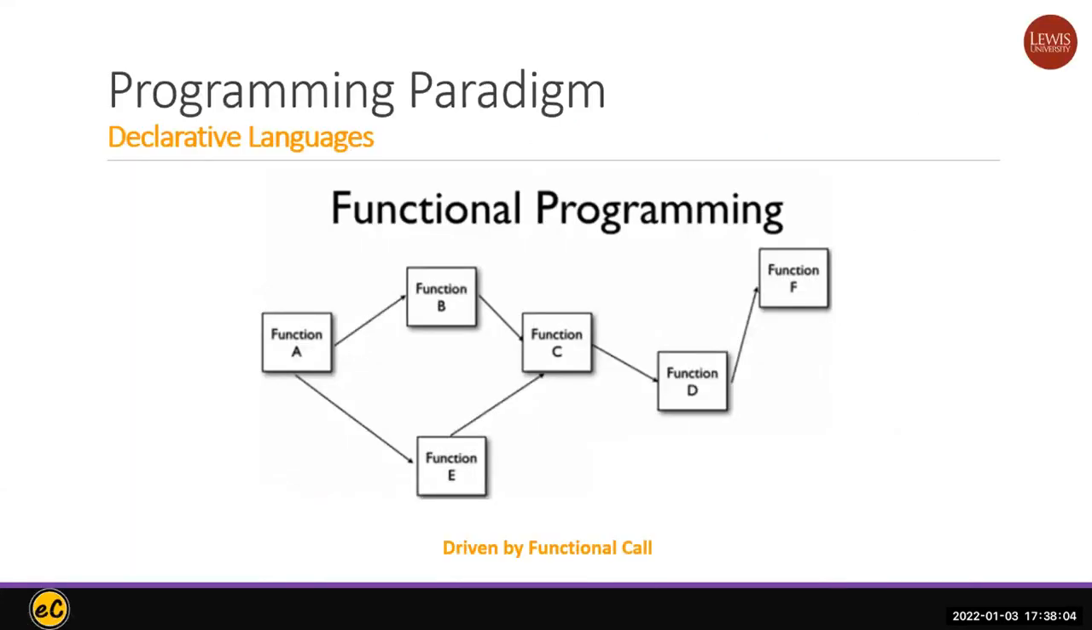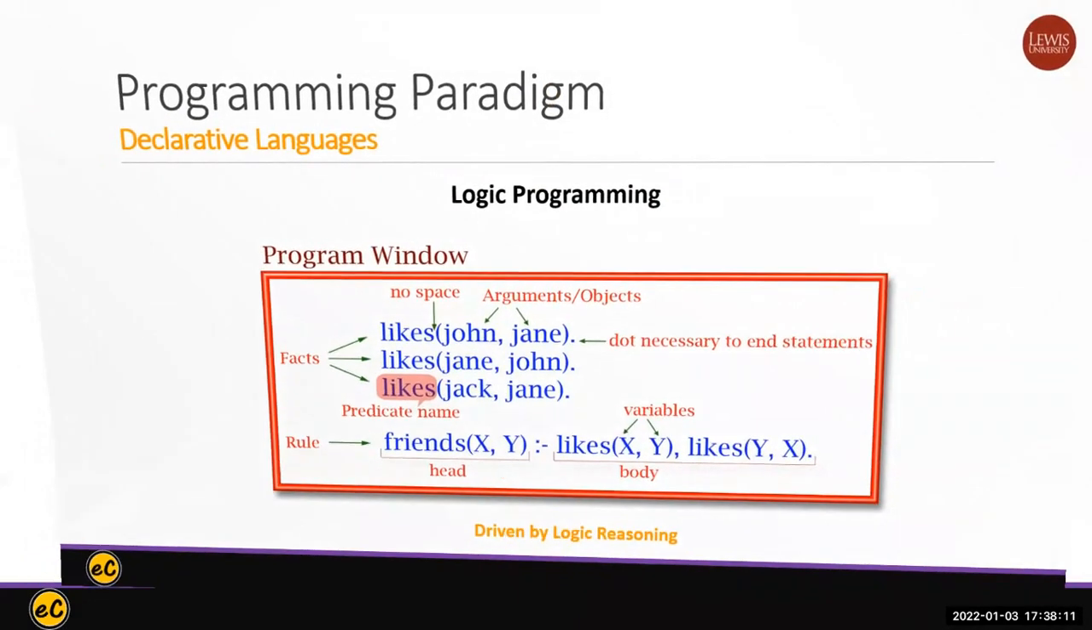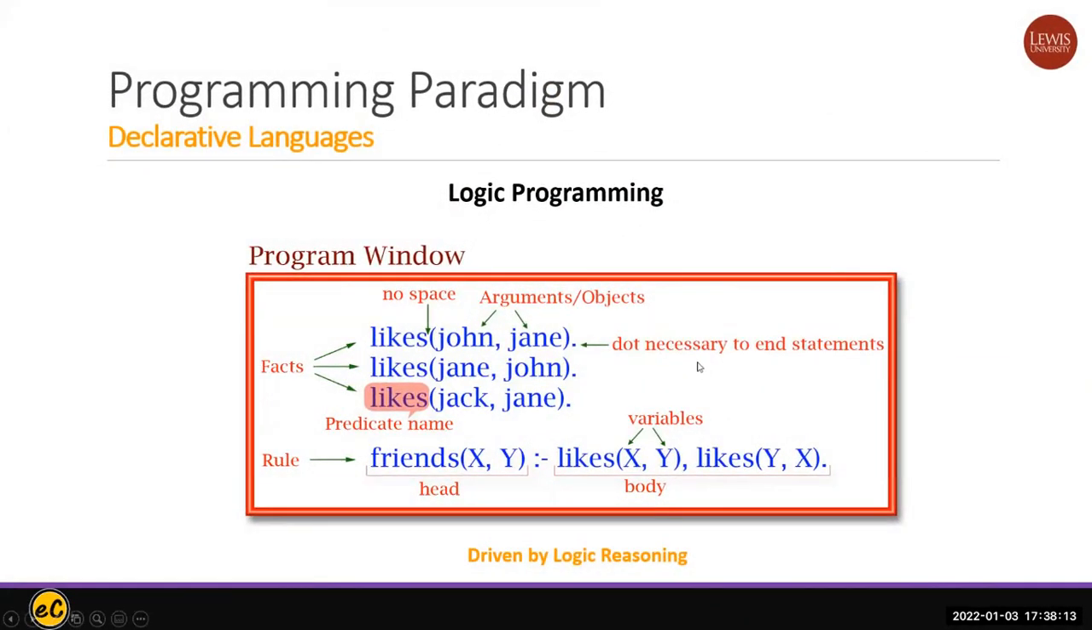So functional programming, you have function calling function, that's functional programming. And logic programming, you actually design your program using facts and rules. So right here, we have three facts: John likes Jane, and Jane likes John, and also Jack likes Jane. Three likes relationships. So these are arguments and objects. So John likes Jane, okay, and Jane likes John is a separate fact.